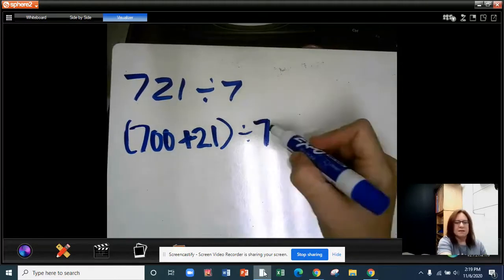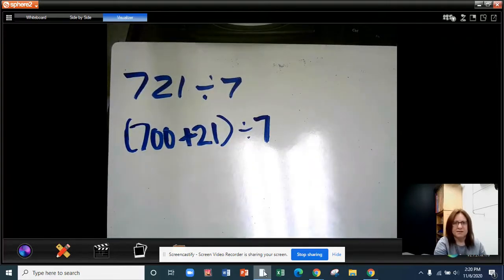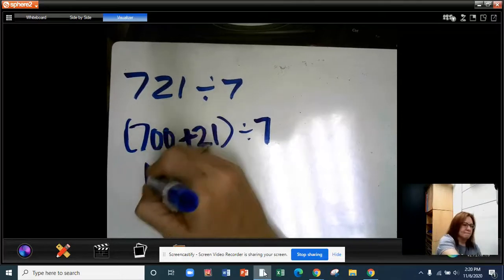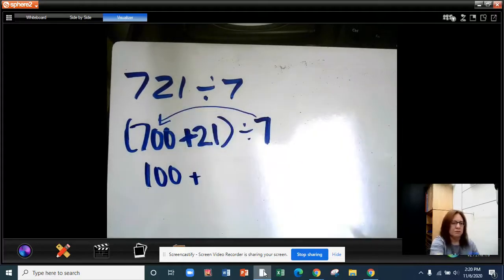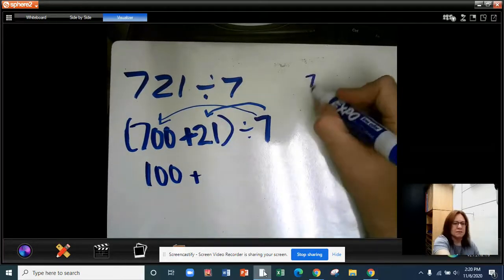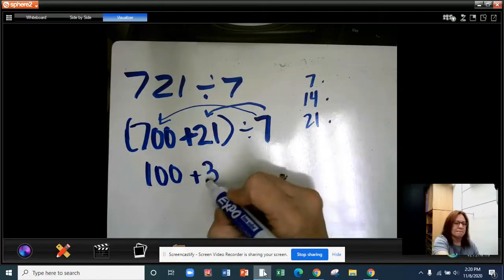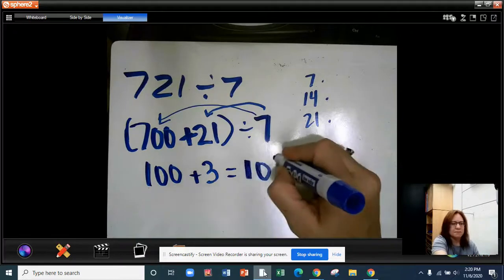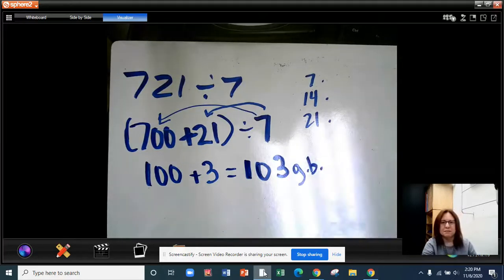We're going to divide. How many times will 7 go into 700? Right, 7 goes into 700 100 times, right? All right, that was step 1. Step 2, how many times does 7 go into 21? Well, we have 7, 14, 21, up, 1, 2, 3 times. So our answer, 100 plus 3 is 103. 103 green beans for those families.